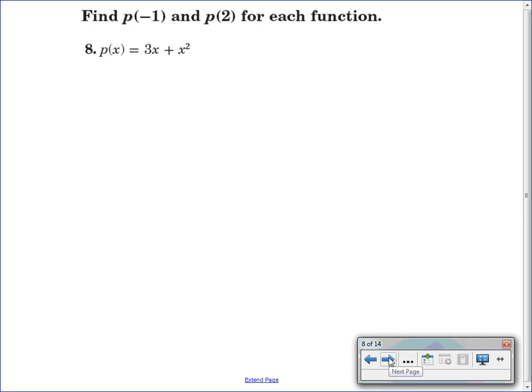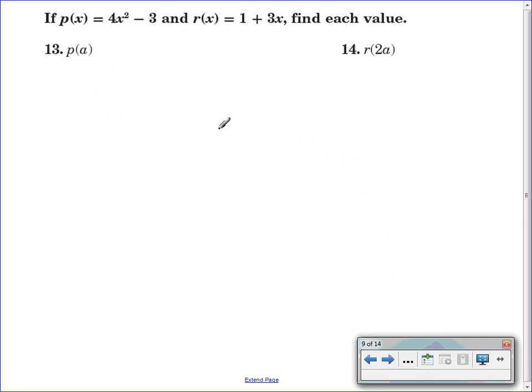All right, number 8 is similar. I'm not going to do that one. Let's take a look at this one. I want to look at number 14. Okay, in this case, we're going to replace x. Now, also, this is function r, so we'll be using the r function. This one, you would use the p function.